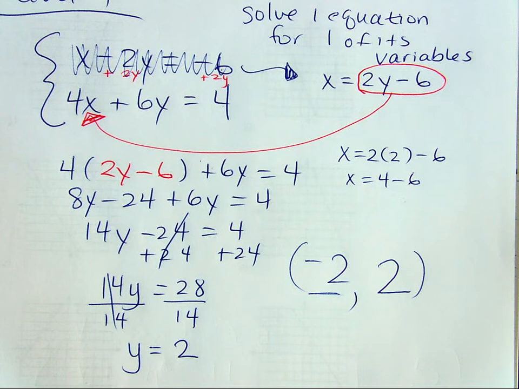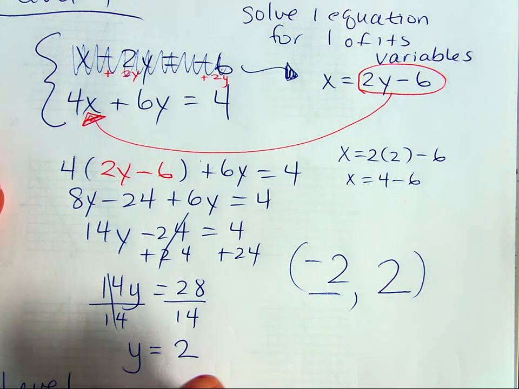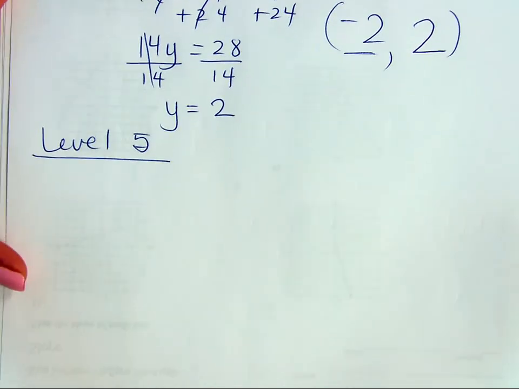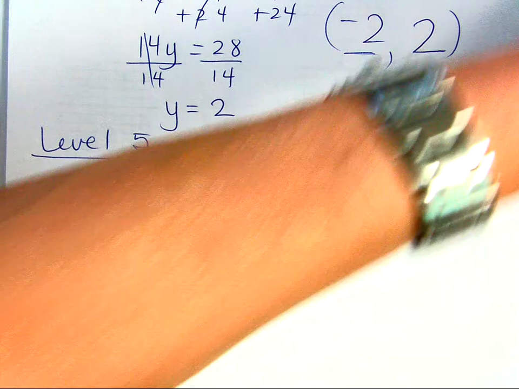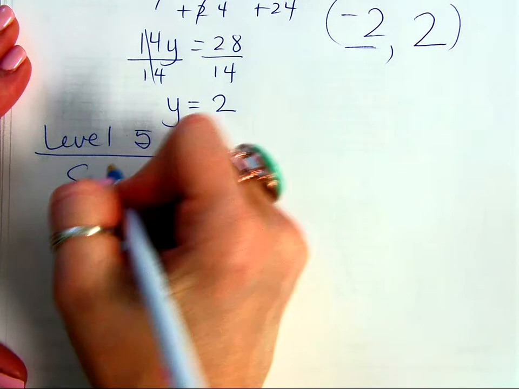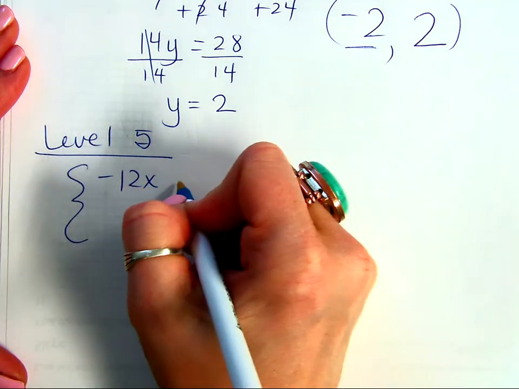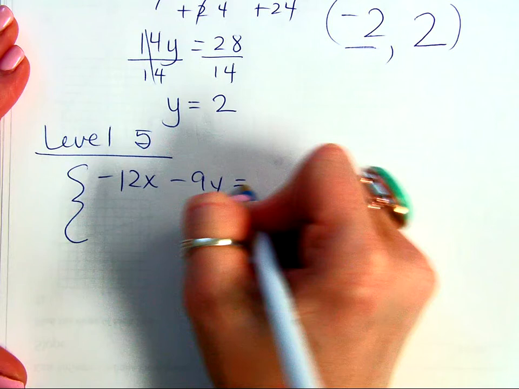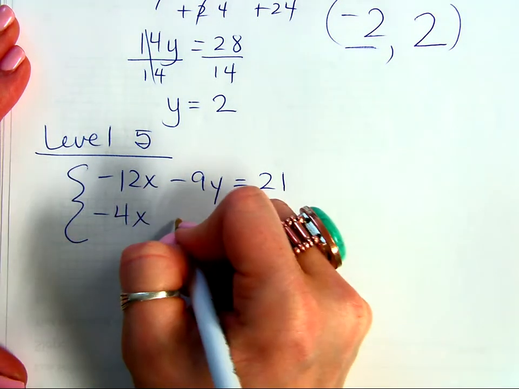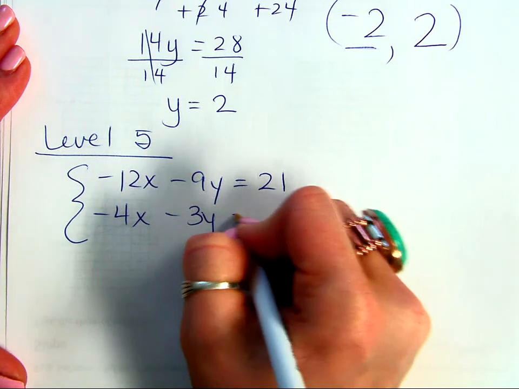Okay, because we got one more. Ready? The elusive level 5. Can you beat it? I'm having flashbacks. Okay, so level 5 is this. There's my squiggle because Maddie loves it. Negative 12x minus 9y equals 21. Negative 4x minus 3y equals 8.